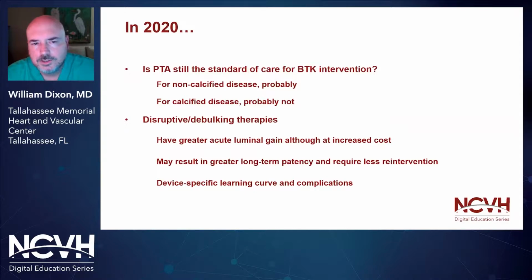Since that time, some of the studies are small, but we do have data suggesting improved outcomes with vessel prep. The disruptive debulking therapies have been shown to have a greater acute luminal gain versus balloon angioplasty, although there is an increased cost. But if you can decrease future revascularization procedures, it may balance out. Disruptive and debulking therapies may result in greater long-term patency and require less reintervention. The devices all have their specific learning curves and particular complications, which you need to be aware of and understand.